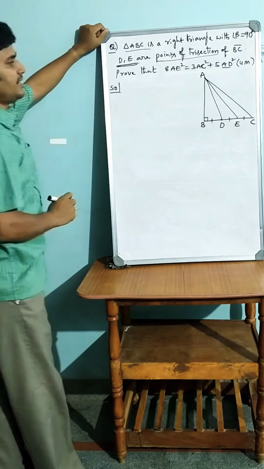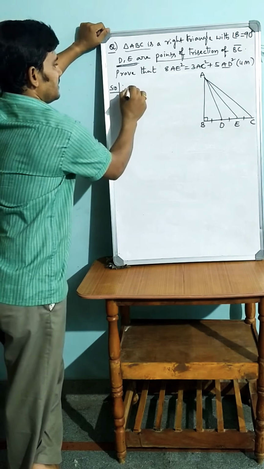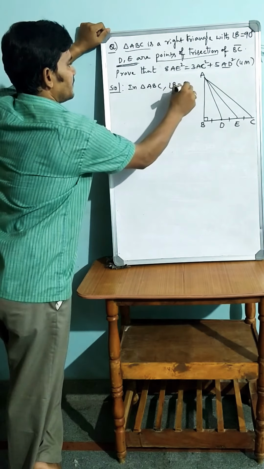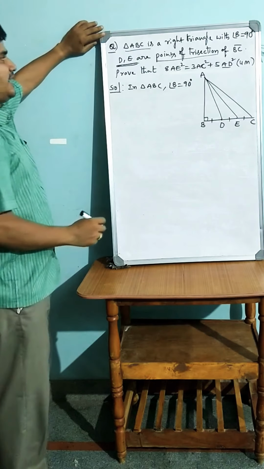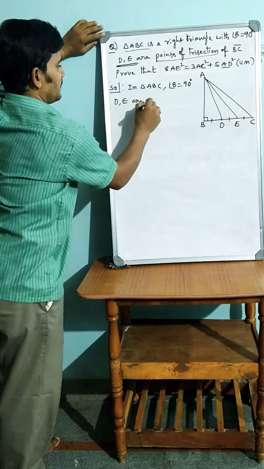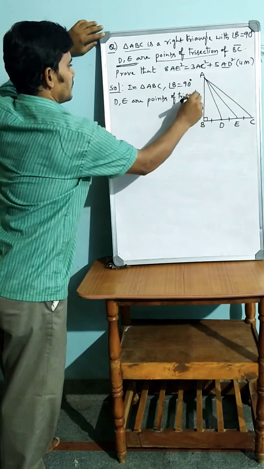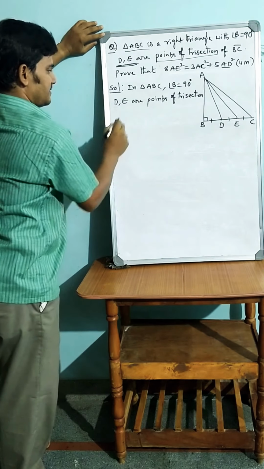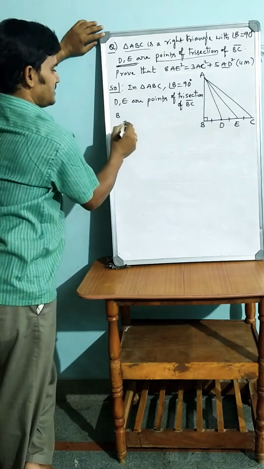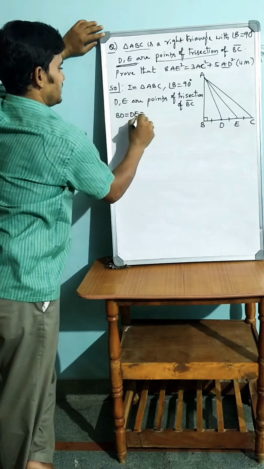hypotenuses AD and AE. First of all you should write what is given in triangle ABC. Angle B is equal to 90 degrees. That means it is a right triangle. D and E are points of trisection of BC bar, that is the base BC bar, that is BD is equal to DE is equal to EC.